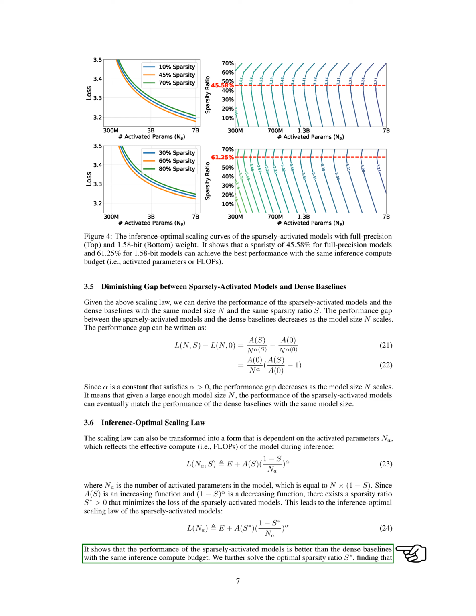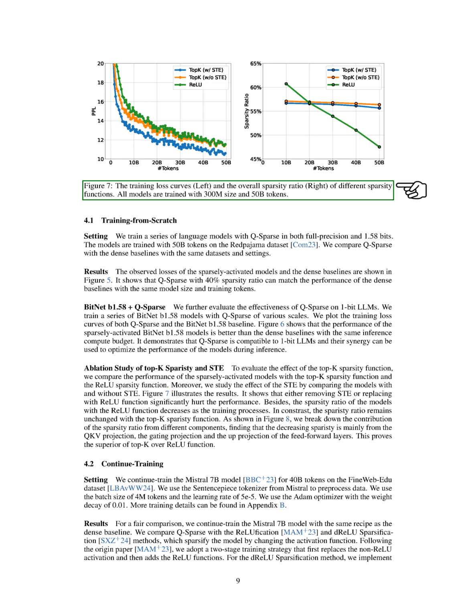Next, we conduct an ablation study to assess the impact of the top-K sparsity function. We compare the performance of models using the top-K sparsity function against those using the ReLU sparsity function. Additionally, we investigate the effect of the straight-through estimator, STE, by comparing models with and without it. The results illustrate that removing the STE or substituting it with the ReLU function significantly reduces performance.